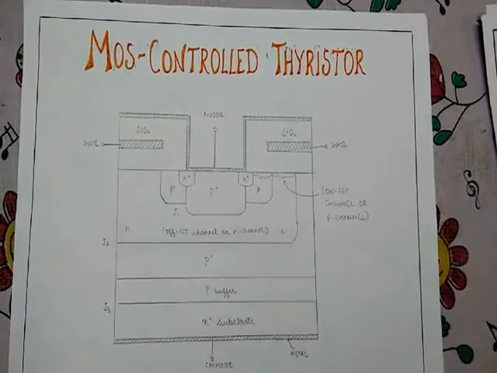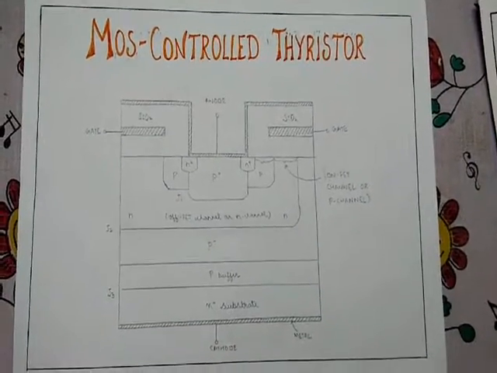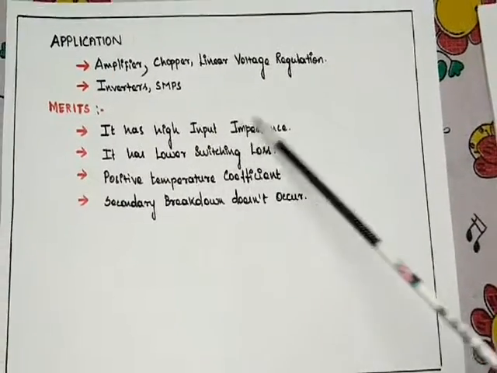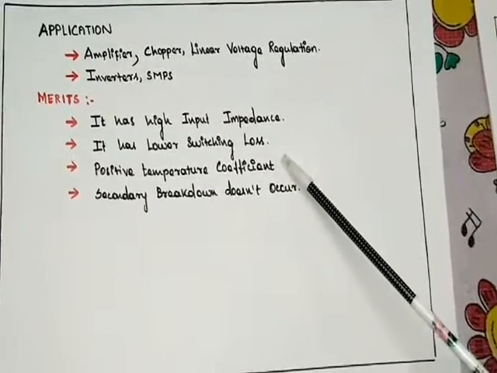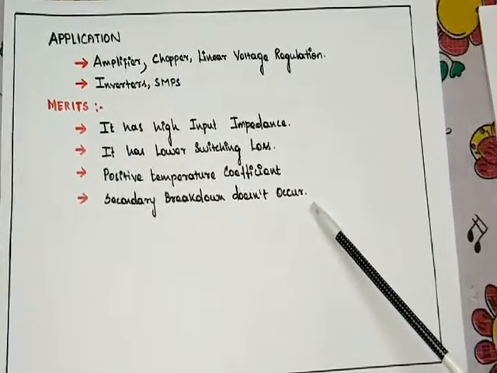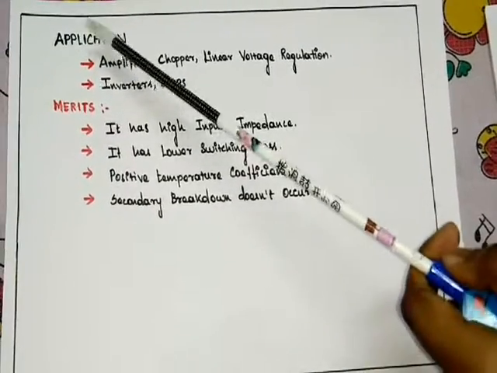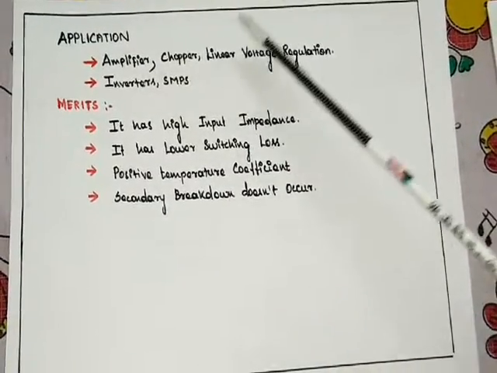Now we are going to see the various merits of a power MOSFET. A power MOSFET has the highest input impedance, it has lower switching loss, it has a positive temperature coefficient, and a secondary breakdown doesn't occur in a power MOSFET. The applications of a power MOSFET are varied, which include amplifiers, choppers, linear voltage regulation, inverters, and SMPS.